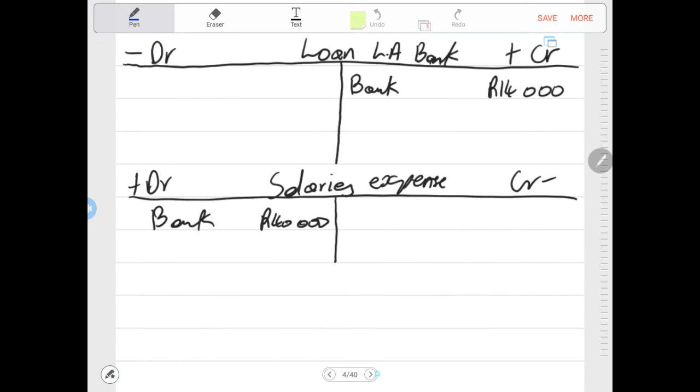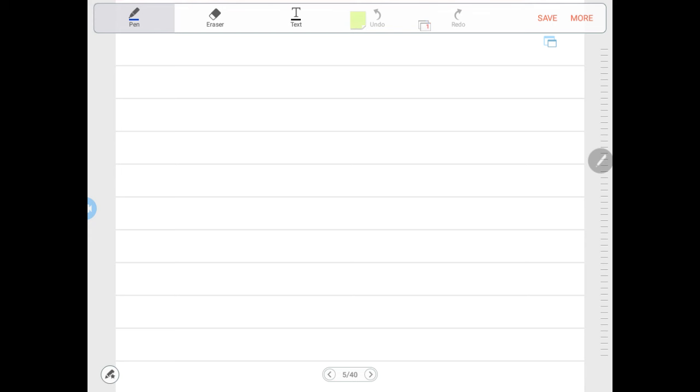Now, let me show you how a trial balance is done, which I've already given you a clue about at the end of the previous recording. When you do a trial balance, you say trial balance for the year ended, if you are given a year, or as at 30th of May 2023, if the year end is in May. That is your heading.